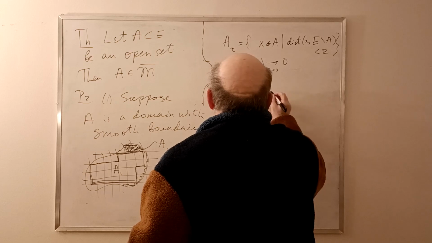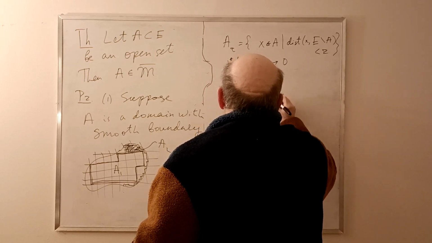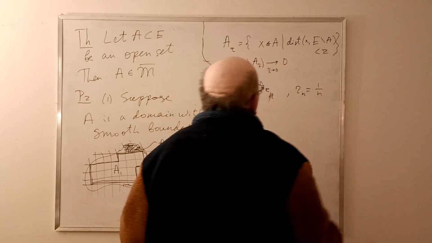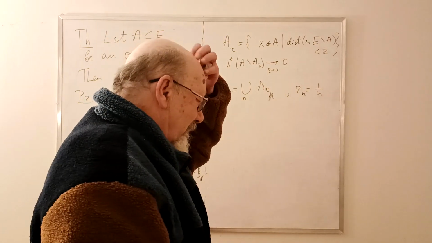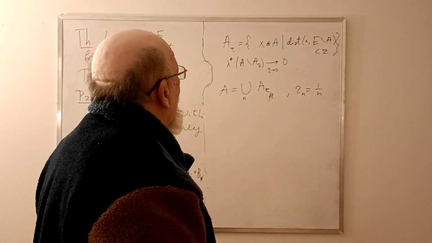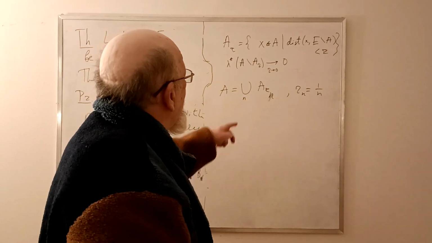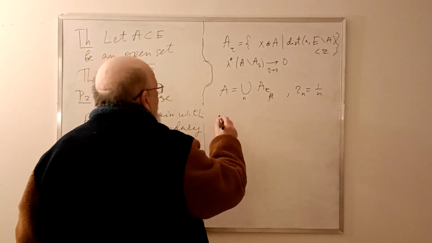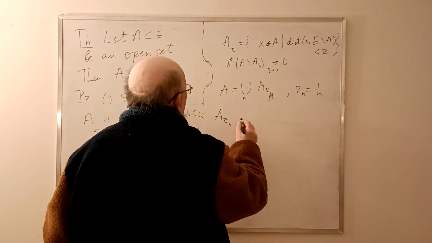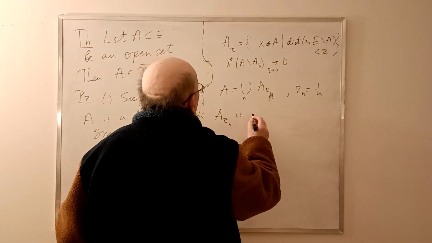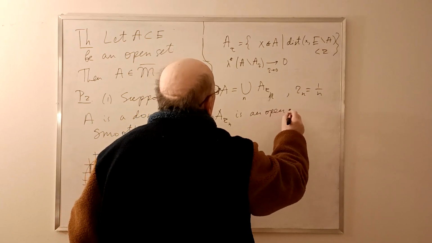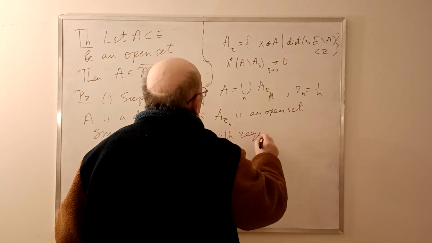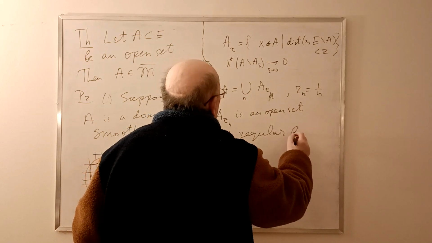And so the union of A_R is A, and we can take the union, say, over n, of A_{R_n}, and say R_n equals, say, 1 over n, it's enough. And so, because this set A is the union of these sets A_{R_n}, and A_{R_n} is an open set with a regular boundary.